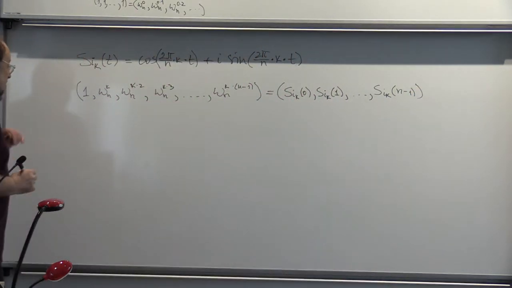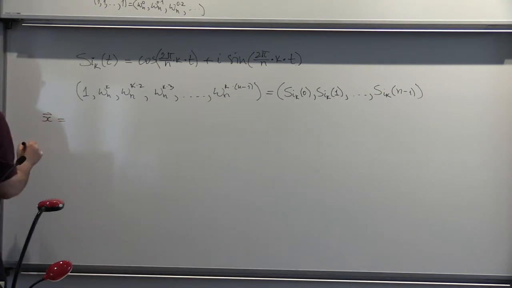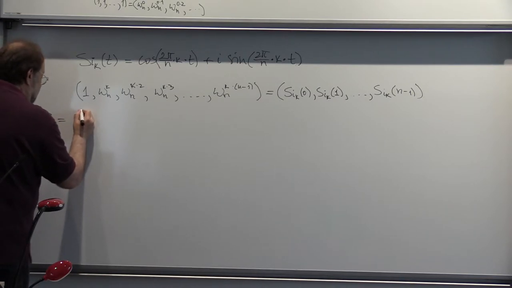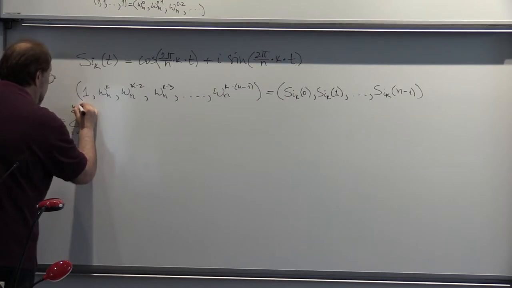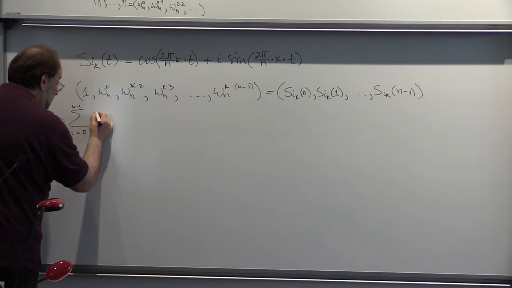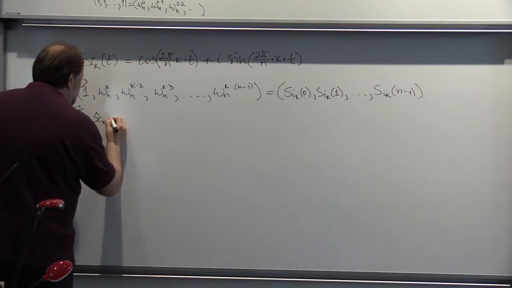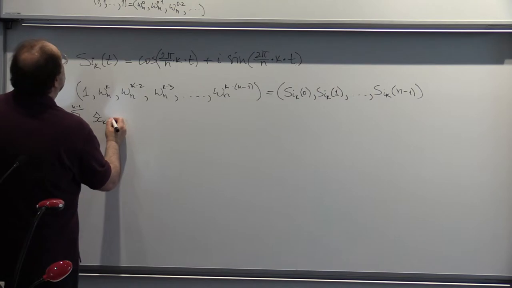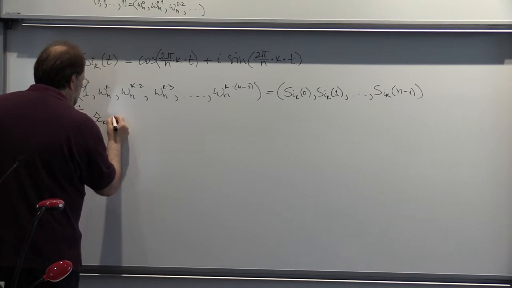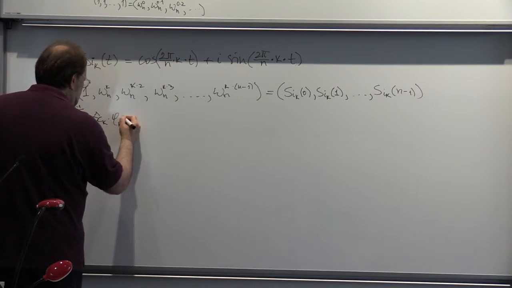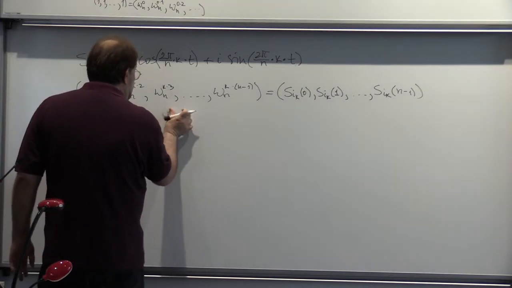So if we represent our vector x in this basis, right? If we represent x as some sum from 0 to n minus 1 of, and these are projections of x, times, how did we call the basis vectors? Let's call them phi k, right? What is phi k? This is the vector phi k.